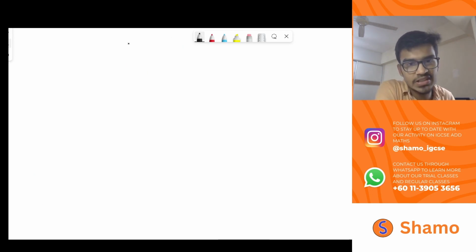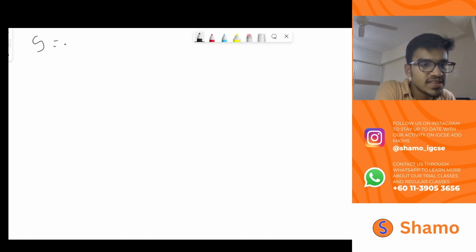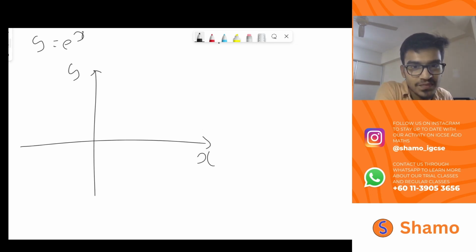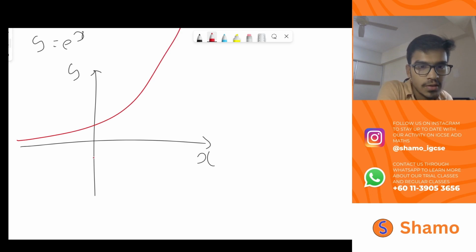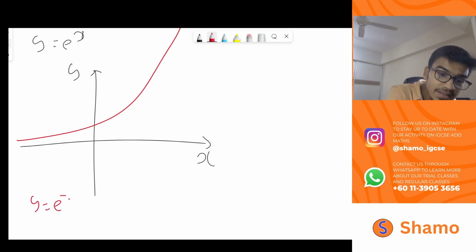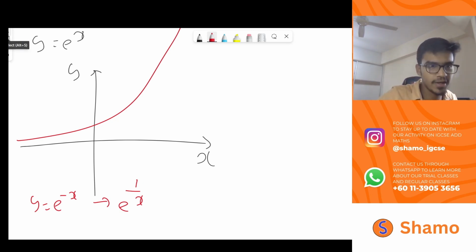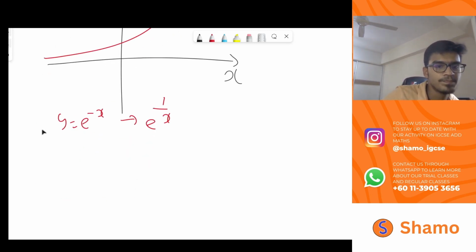Now, there's one more type of graph I want to talk about. So we know y is equal to e power x, right? This goes like this. Okay, these are good lines I've drawn, touch wood. That's y is equal to e power x. Now, what about a graph which is y is equal to e power minus x? Think about that for a moment. Pause the video, think. Okay, now I'm explaining. I hope you've paused and thought about it. If you haven't got an answer, keep thinking. This is not that hard.